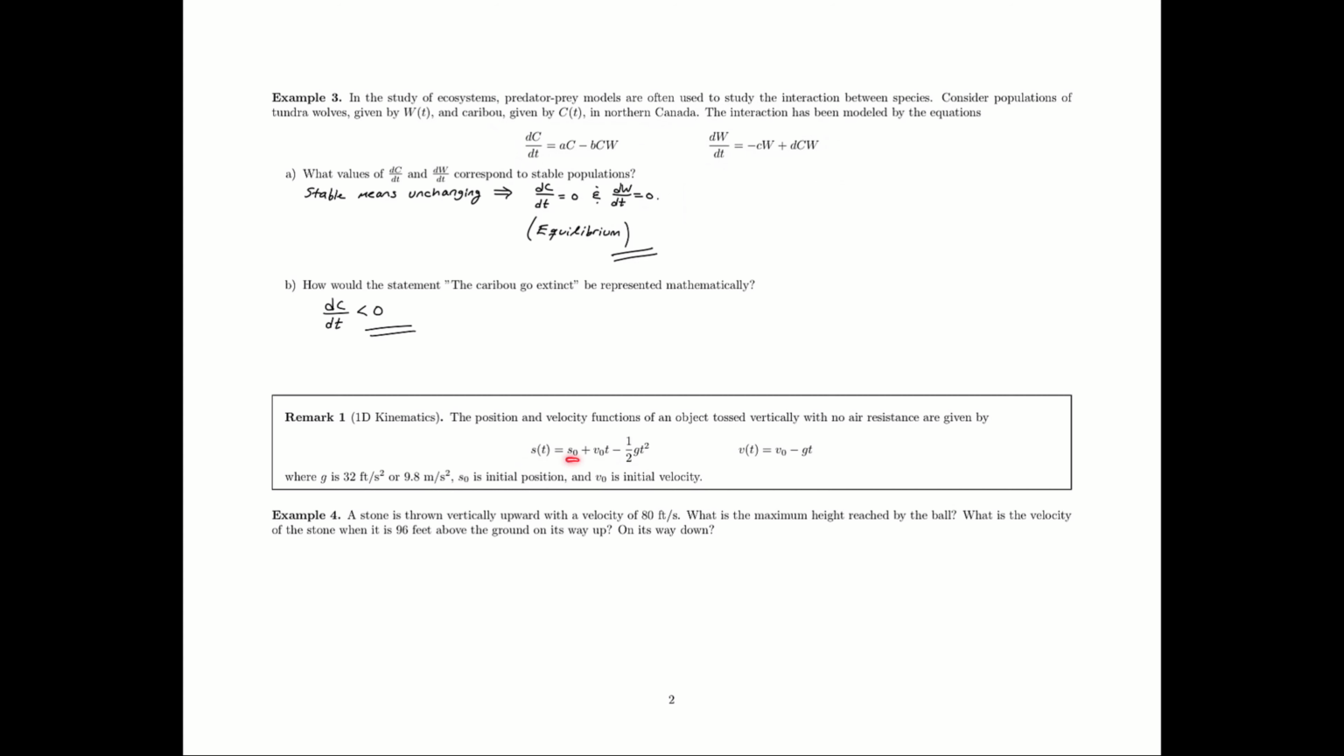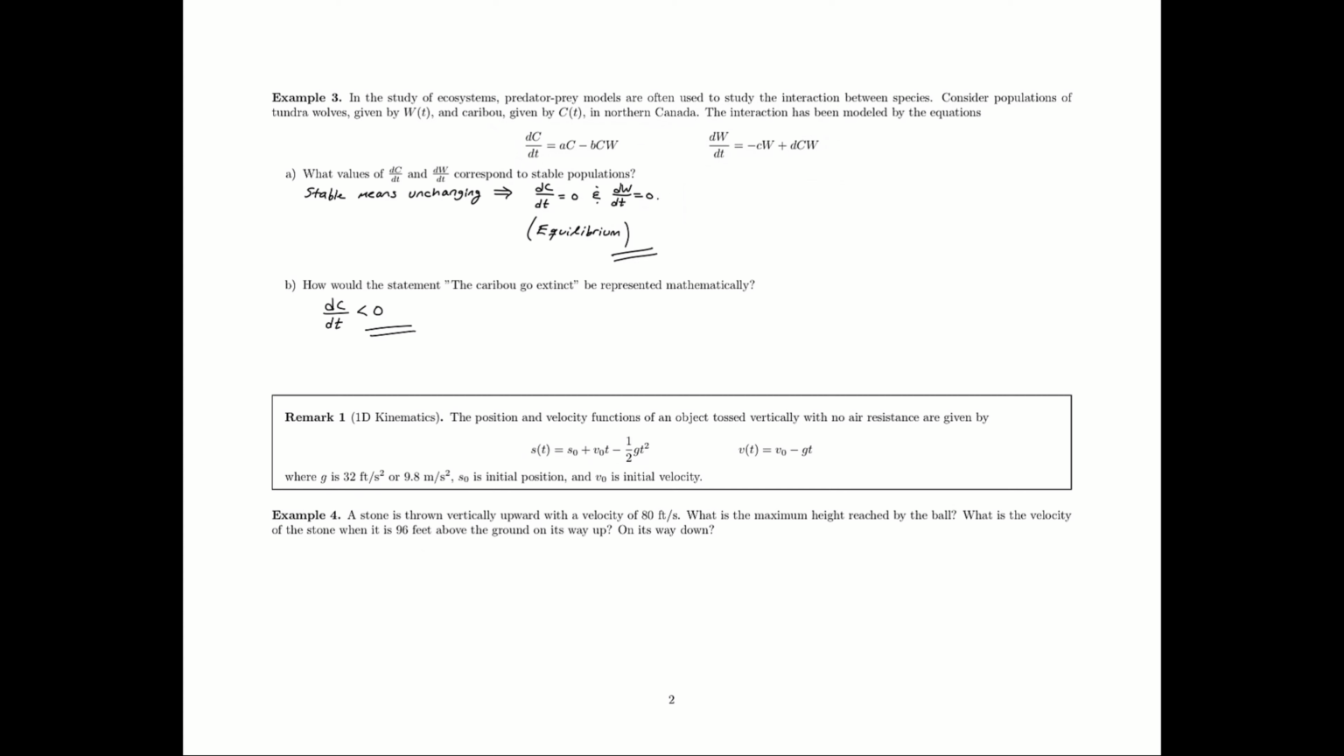So here, S naught would be our initial position. V naught would be our initial velocity, and this g right here, it says it down here, g is the acceleration due to gravity. So depending what units you're using, metric we're probably more familiar with here, this would be 9.8 meters per second squared, and if we're using feet and seconds, this would be 32 feet per second squared. So depending on what problem we do, like in a moment when we get to example 4 here, we have feet as our units in place.